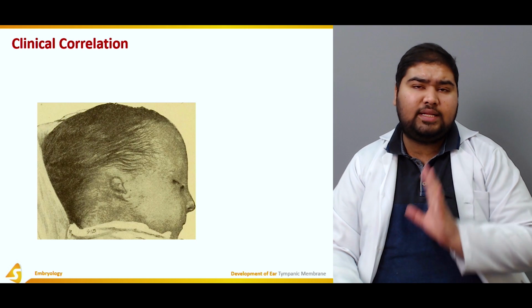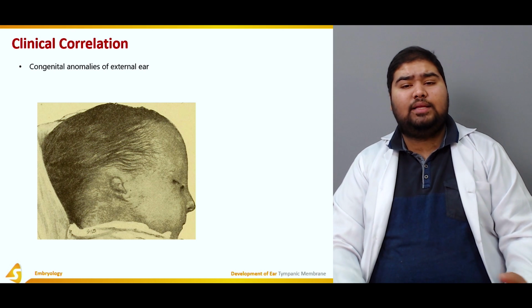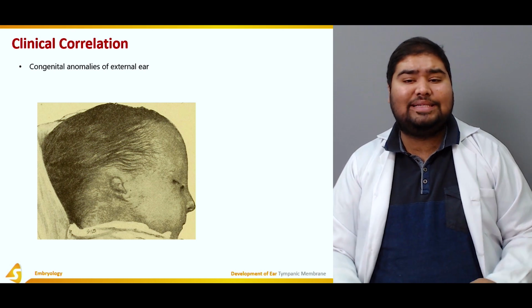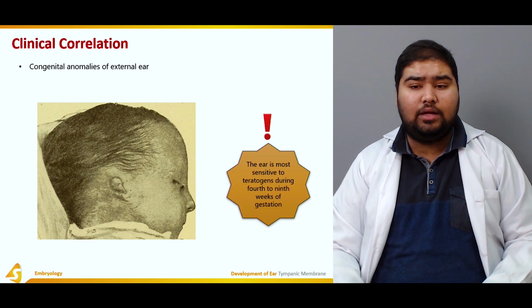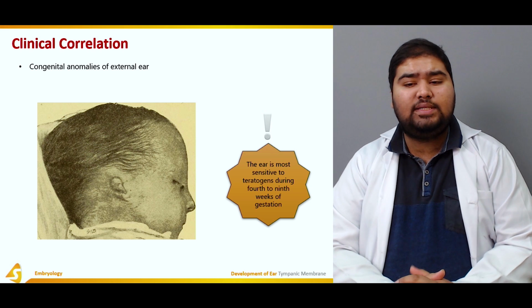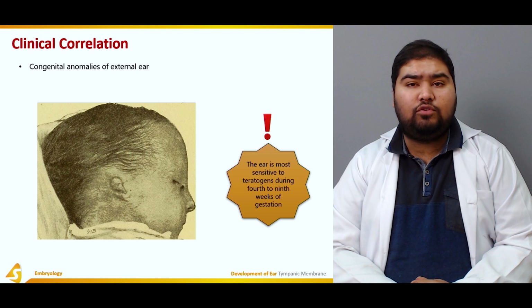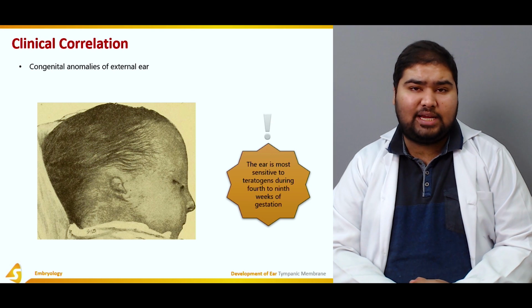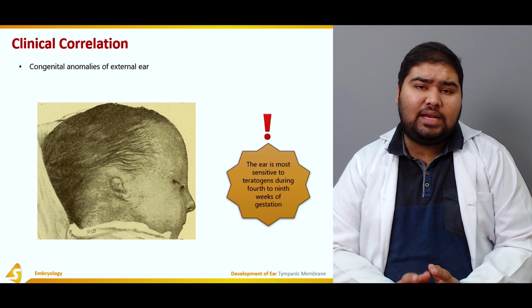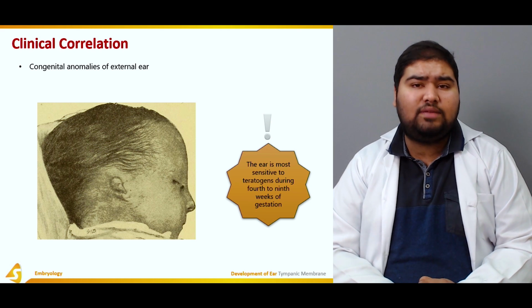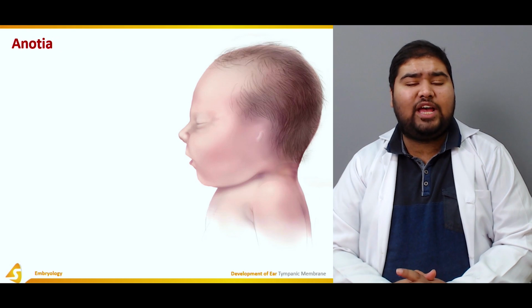So moving on, let's look at the clinical correlations. The congenital anomalies of the external ear. Let's talk about the congenital anomalies of the external ear. So the ear is most sensitive to teratogens during the 4th to 9th week of gestation. So it's a period of susceptibility for the ear, and any teratogen might act on the developing fetus during this period. So we have anotia.